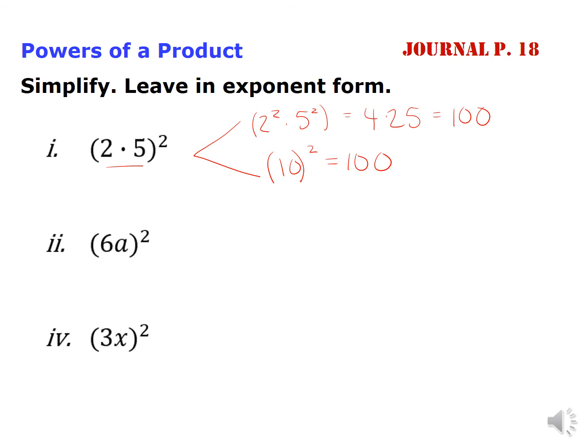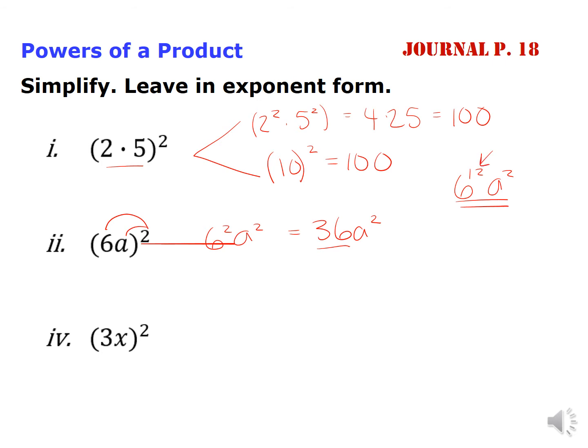Okay? For this one, I'm going to distribute to both. So I get 6 squared a squared, which is 36 a squared. On your homework, when it's a square or a cube or something simple, you can go ahead and square it. But if it was like 6 to the 12th a squared, you can just leave it like that. You don't need to do this.